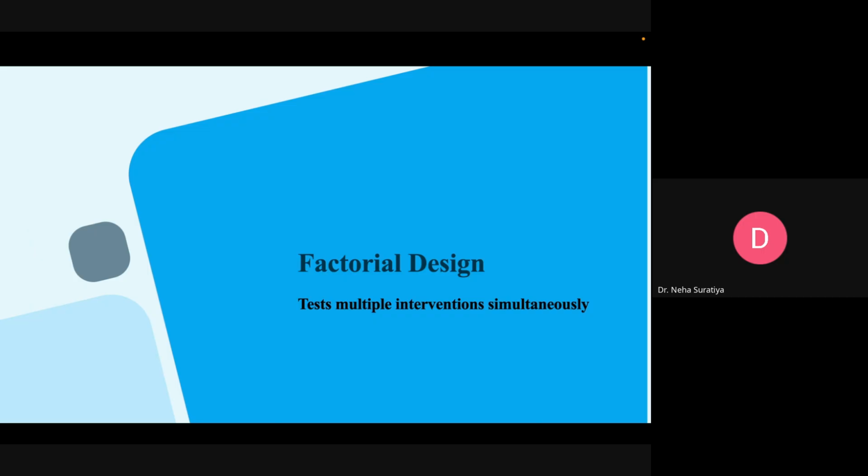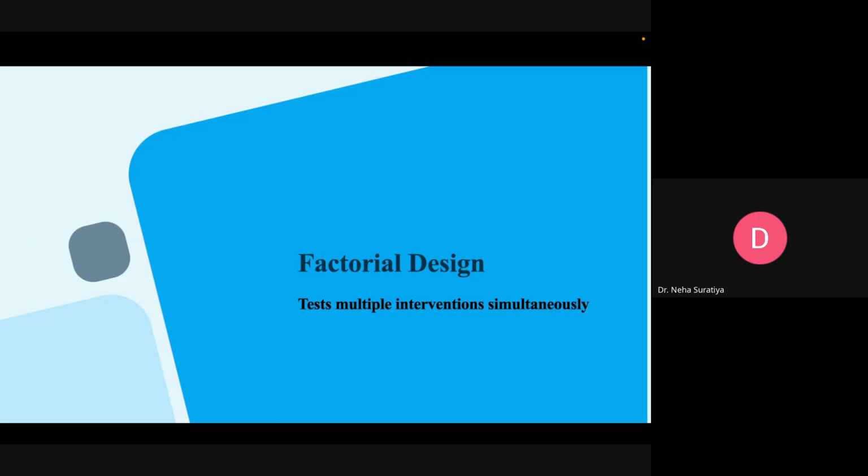A factorial design evaluates multiple interventions simultaneously within a single study. Okay, factorial: multiple factors, multiple interventions simultaneously within a single study. So instead of studying one intervention at a time, researchers can investigate two or more interventions together. That is known as a factorial design. Test multiple interventions simultaneously. Let's understand with an example.